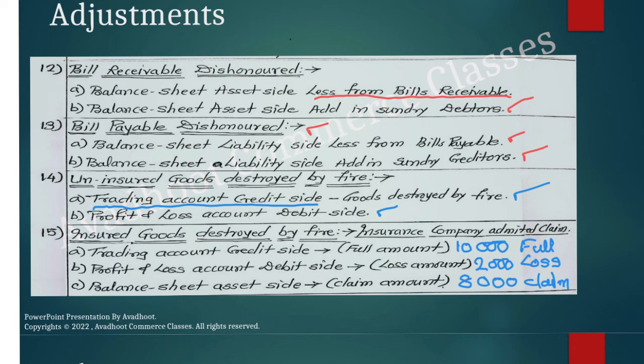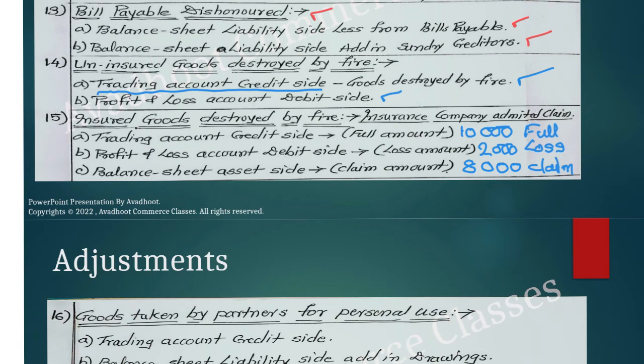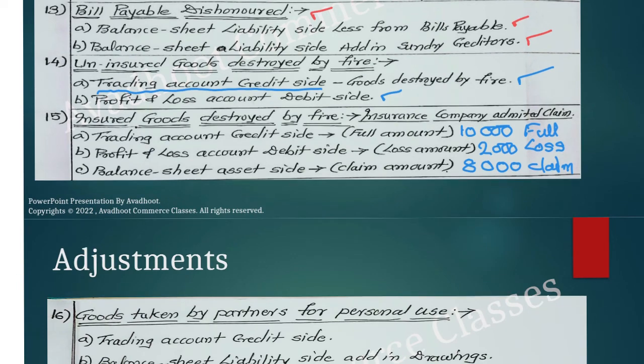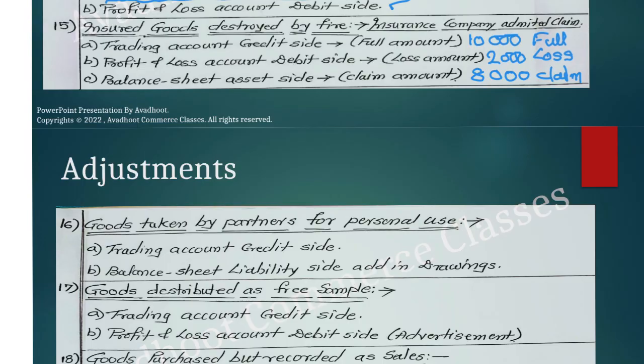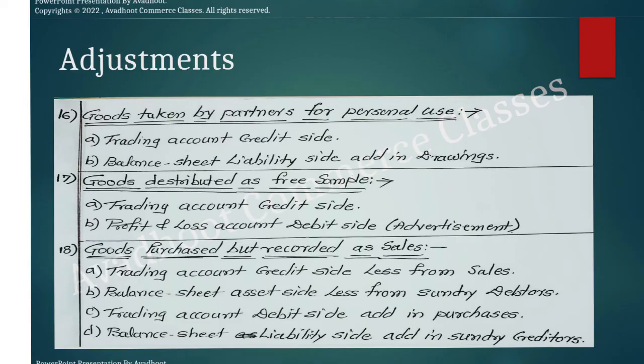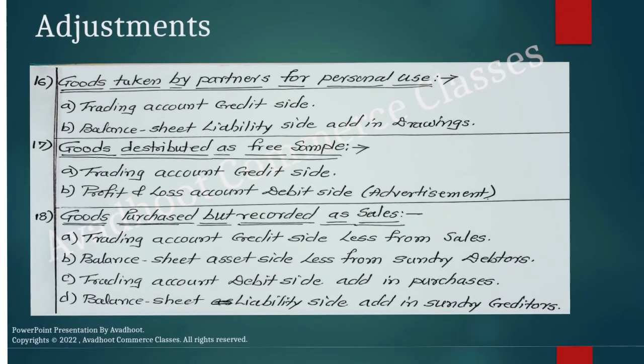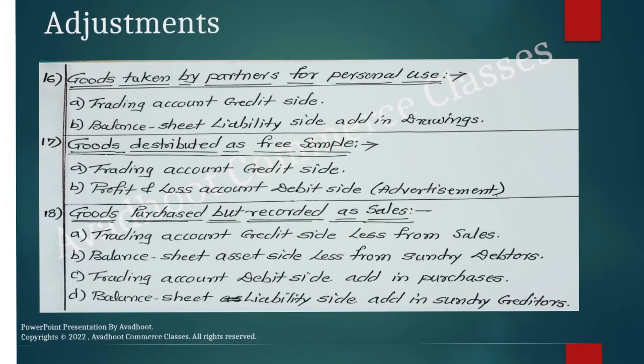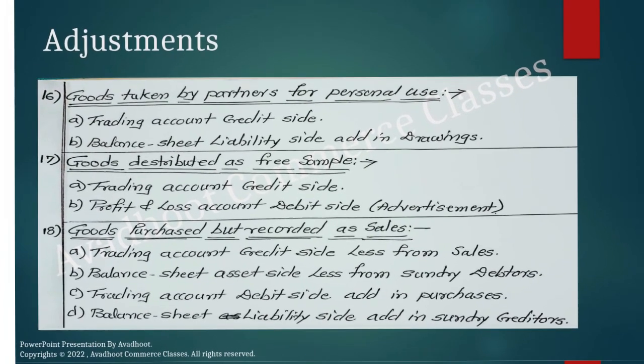Another thing, the next point that we have to consider here, is goods taken over by the partners for their personal use. Now the word personal use comes, it means that we are going to use that for drawings. Drawings means balance sheet, liability side, add in the drawings. And the goods are going out from the business, whatever may be the case, goods go out, trading account, credit side.